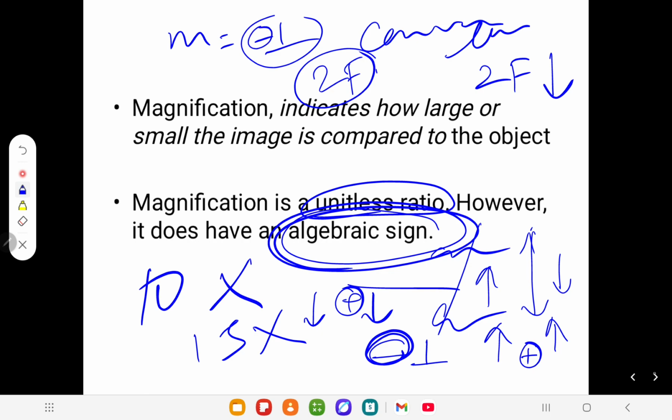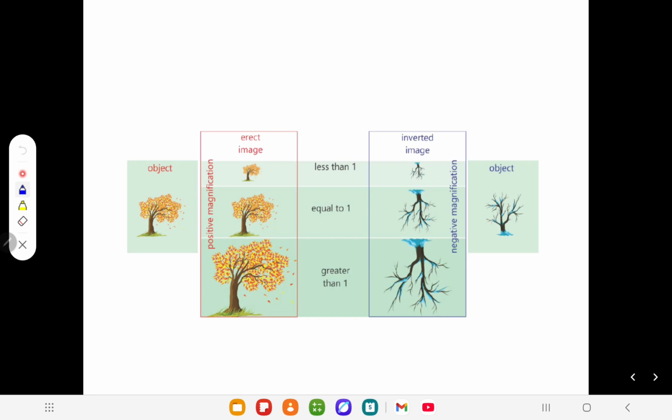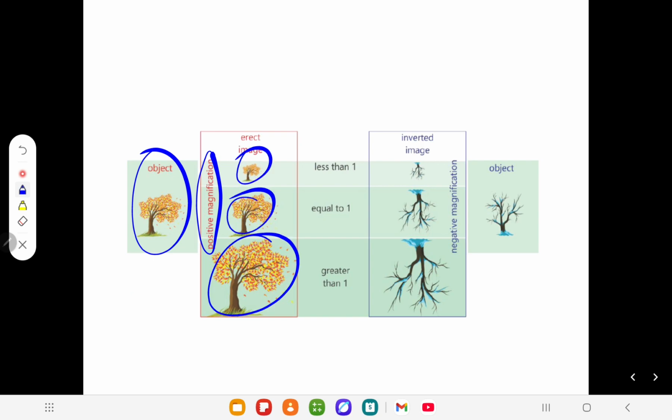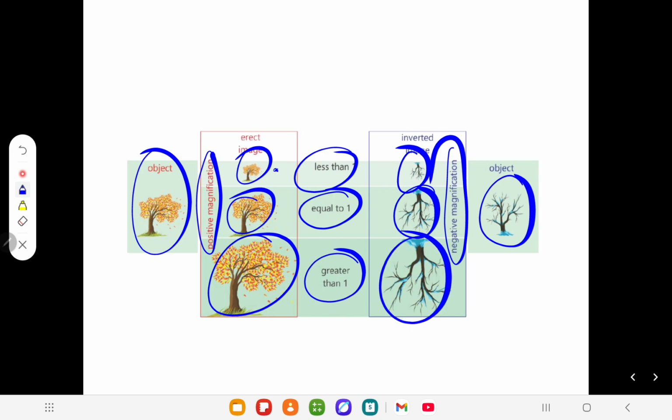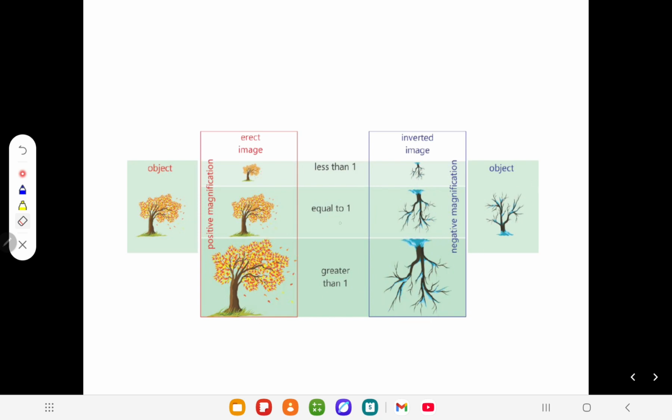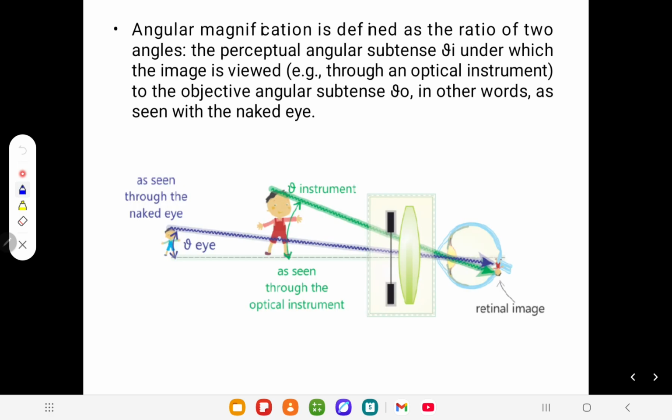Okay, here we go. In case of positive magnification, the object is erect, the image is also erect, isn't it? Less than 1 means minification, equal to 1, there is no magnification or minification, greater than 1, magnification. See, here the object and image are all inverted. That's why negative magnification. It's minification, equal, and magnification. So this picture shows it very easily. I have taken this picture from Professor Dr. Hessimilis' book.